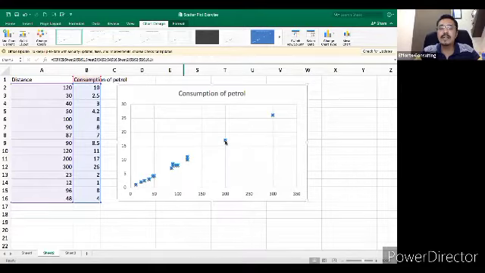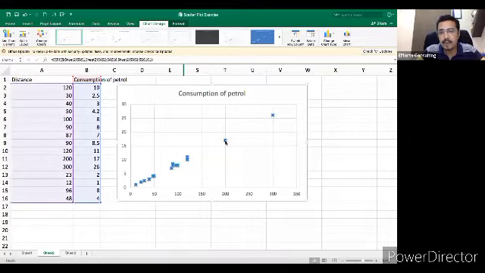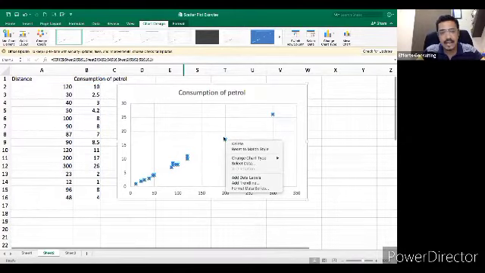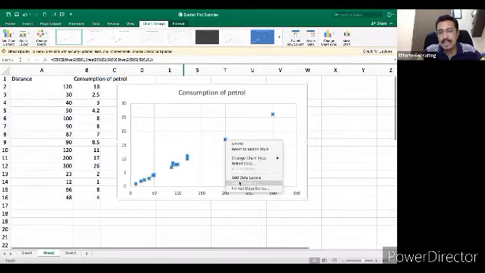Now let me show you how to establish the relationship. I want to tell you how this relationship is built. Okay, we now know that yes, the petrol consumption is dependent on distance. Now if I click on this particular point and right-click, I will find the option of adding a trendline. So I'll add a trendline here.